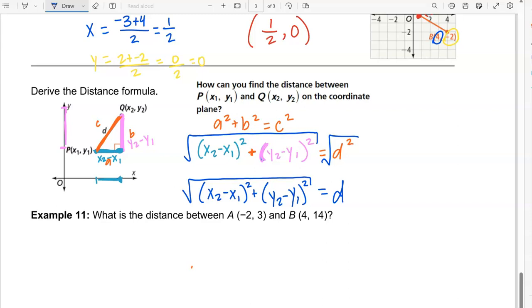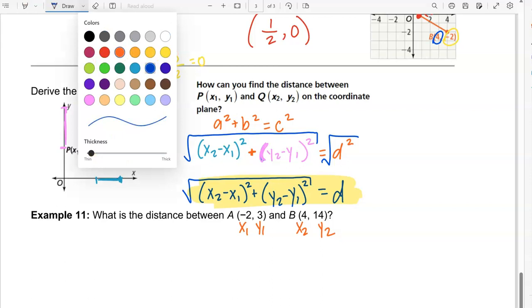Now I show you this because on example 11, when it asks you the distance between these 2 points, you can absolutely label your points x1, y1, x2, y2, and simply use this formula right here to find the distance. Or if you would rather graph this, count your distance left, right, up, and down, and do Pythagorean theorem instead, that is a valid option. Both ways will be accepted.